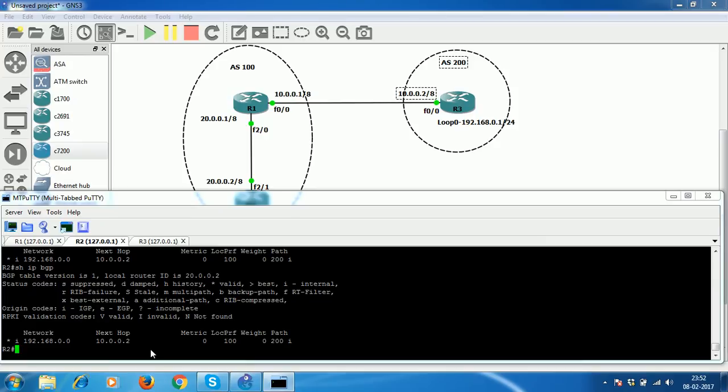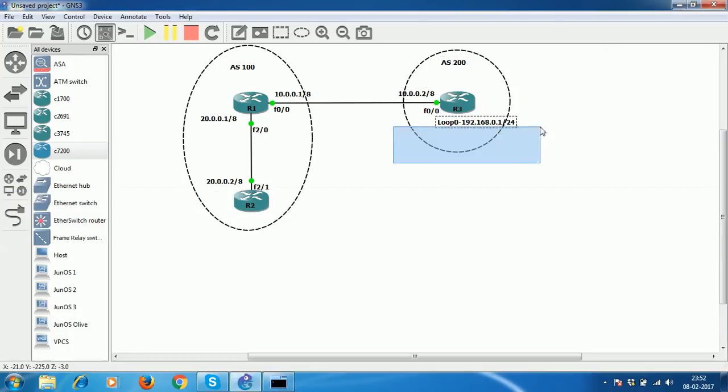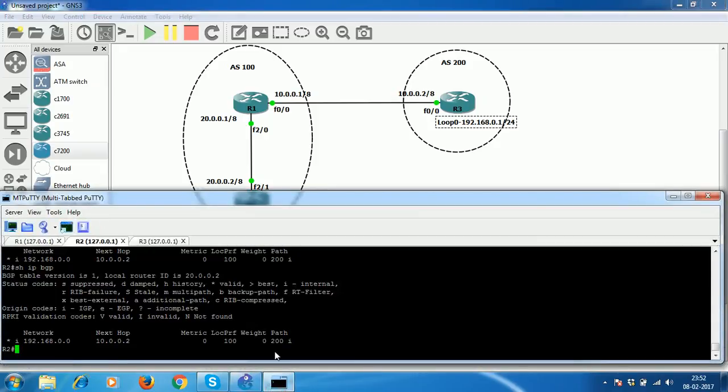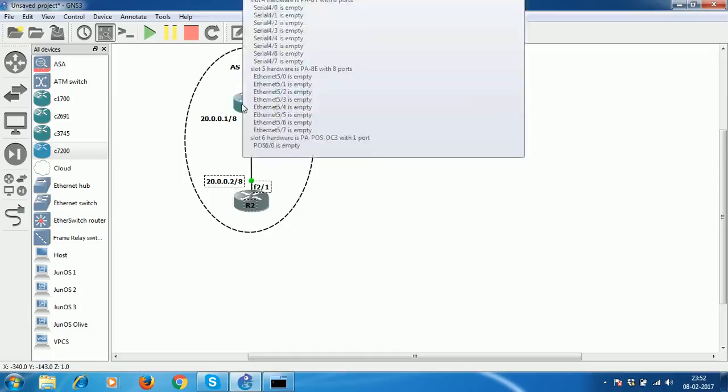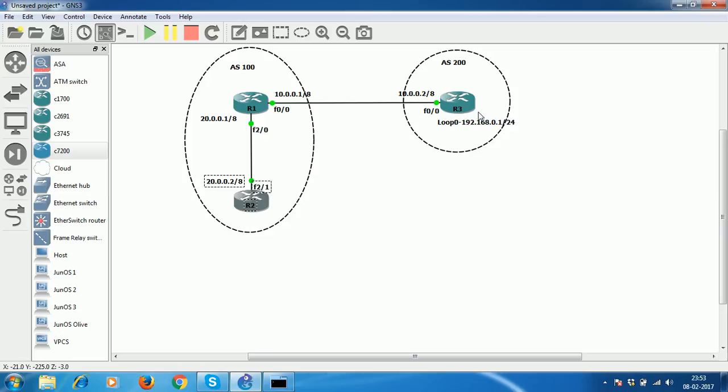And here one more thing we need to do actually. We advertise this loopback network to R3, but we didn't advertise this 20 network between router 1 and router 2. So why is it necessary? For example, when I'm trying to ping from R2, my packet will reach R1. From R1 it can reach router 3, and from there it can reach loopback 0, right?